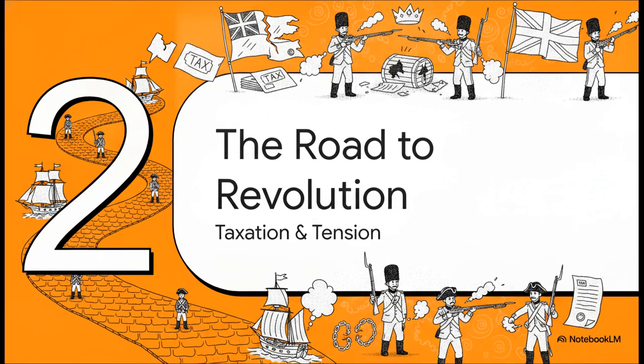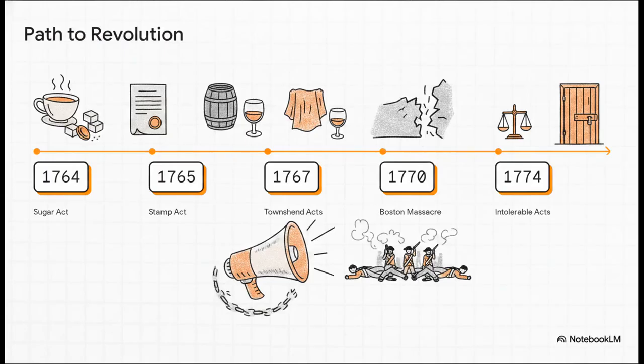Moving on to Part 2, the road to revolution, taxation, tension, and the break from Britain. Okay, so Britain is sitting on this massive pile of global war debt from the 7 Years' War, and they need revenue, badly. So what do they do? They hit the American colonists with a cascading series of acts and taxes. You've got the Sugar Act, the Stamp Act, the Townshend Acts. But for the colonists, it actually wasn't just about the money. It was about the total lack of consultation. This directly sparked that famous rallying cry, "No taxation without representation."